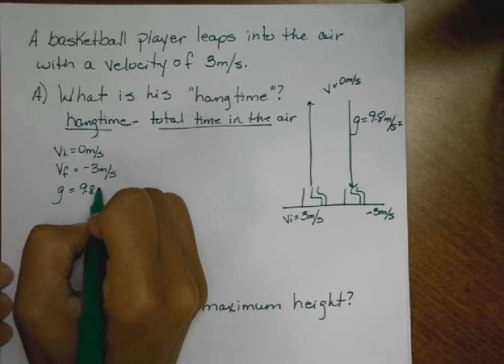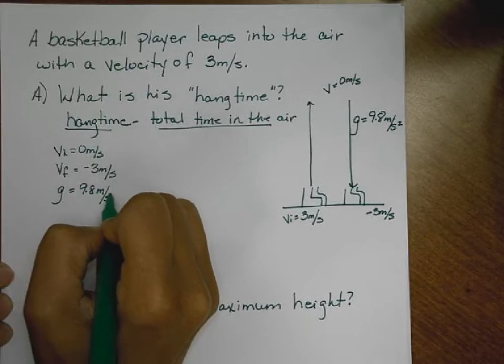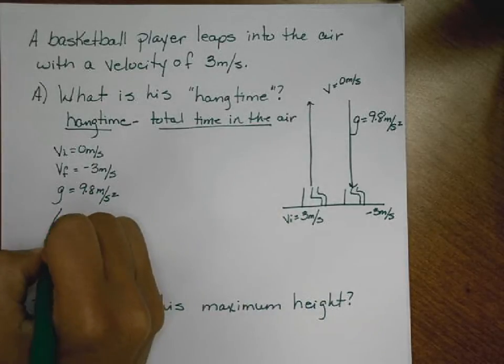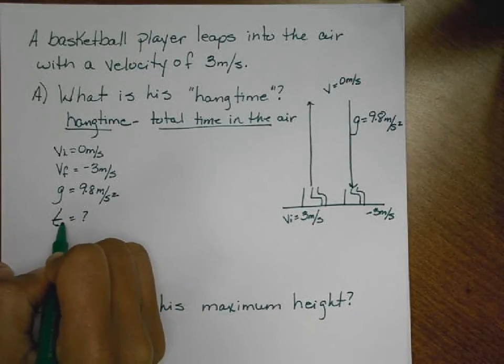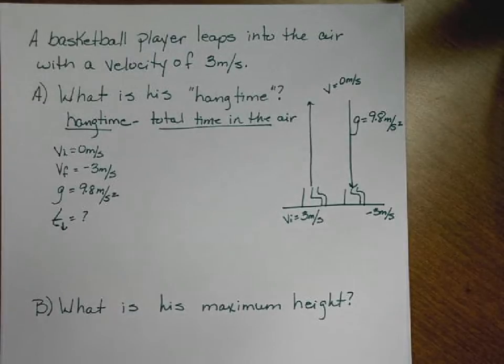Gravity is 9.8 meters per second squared. And I'm looking for t, time. And this is the time to come down. I like to use subscripts and diagrams because it reminds me what this number represents.